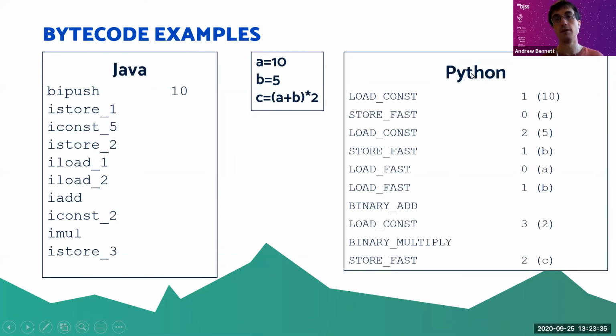Okay. And Python is very similar. So you're loading a constant of 10, you store it in local slot A, and so forth, do an addition, and do the multiplication and return the result in local slot number 2, which is for the variable C.